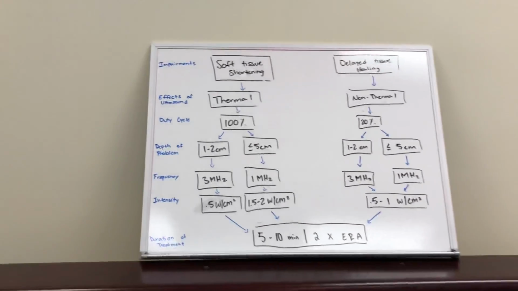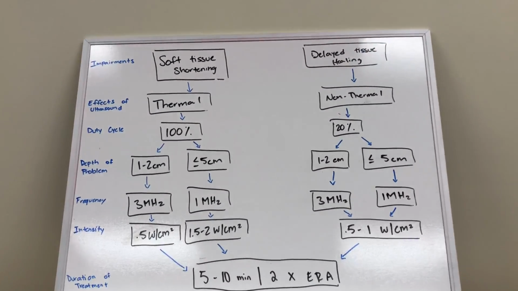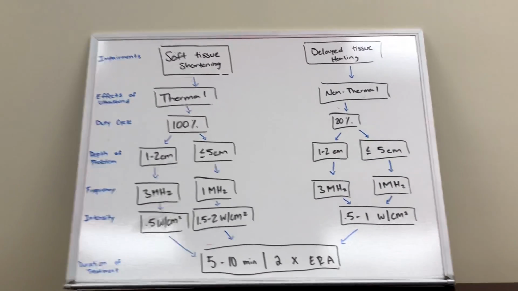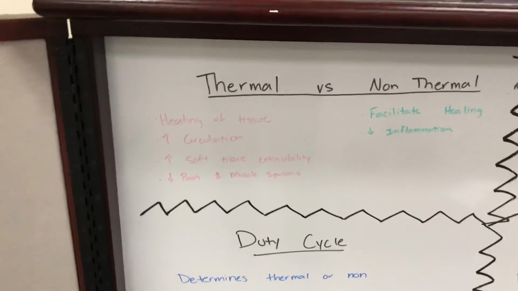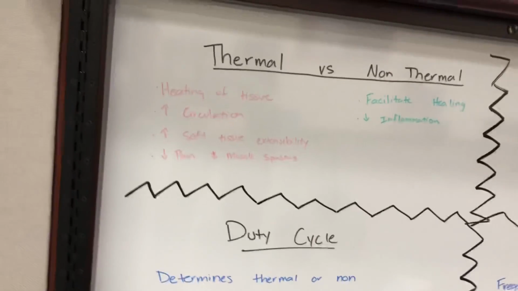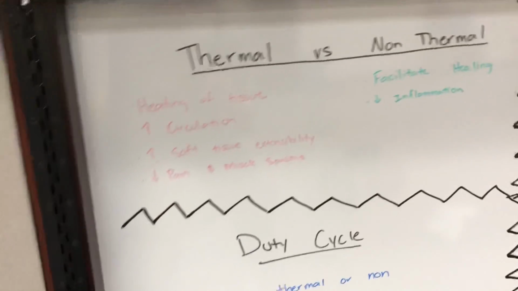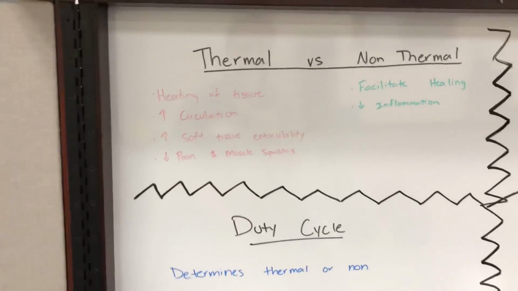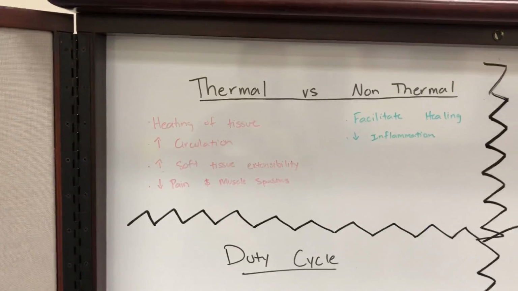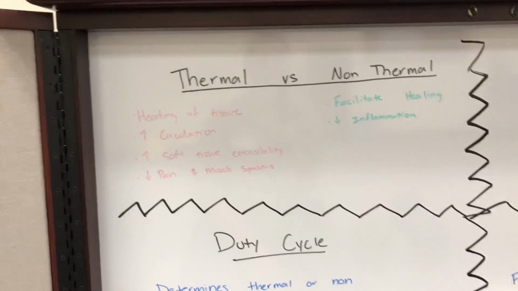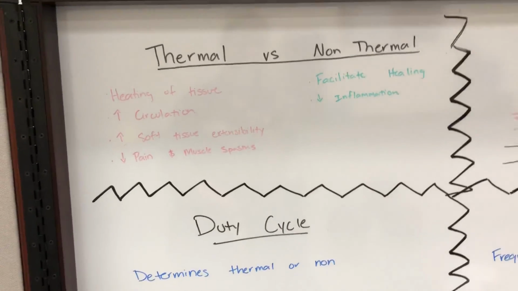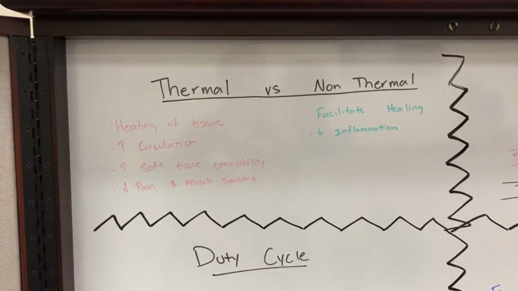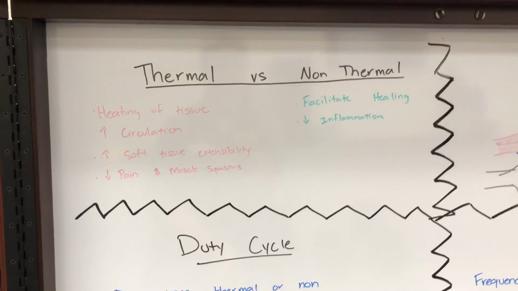So the ultrasound machine can be used for different injuries. The effects of the ultrasound are thermal and non-thermal. And down here you'll see that you would use the thermal aspect of the ultrasound if you wanted to heat up tissue, increase circulation, increase soft tissue extensibility, decrease pain or muscle spasms, while you'd use the non-thermal settings to facilitate healing or to decrease prolonged inflammation.